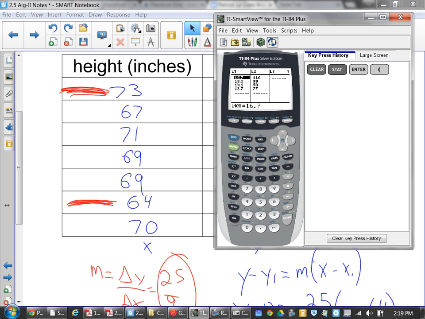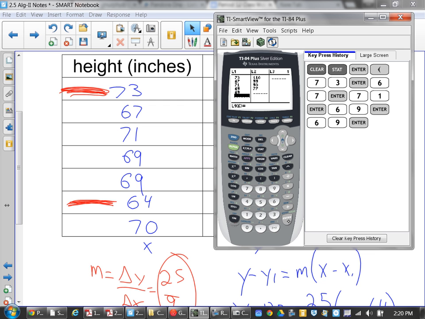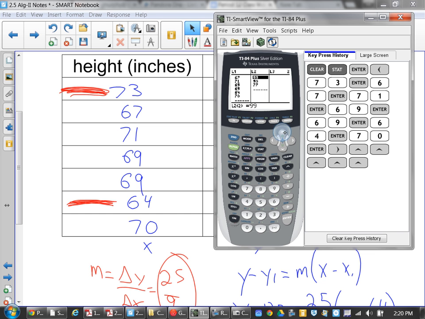For L1, all you have to do is overwrite. 73, enter. 67, enter. 71, enter. 69, 69. And I get the first data column done. We do the same thing in the other one.